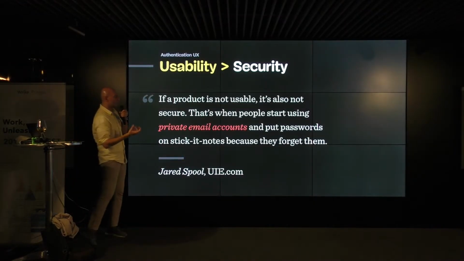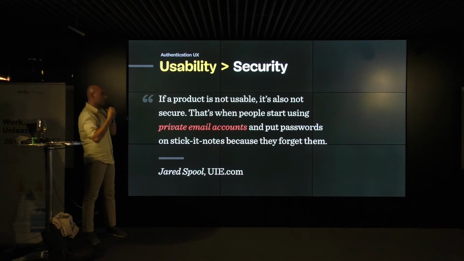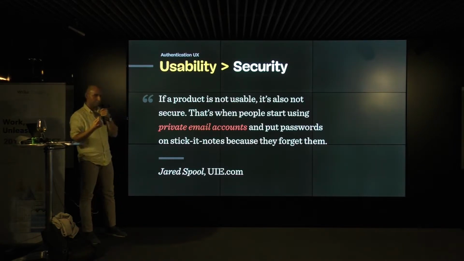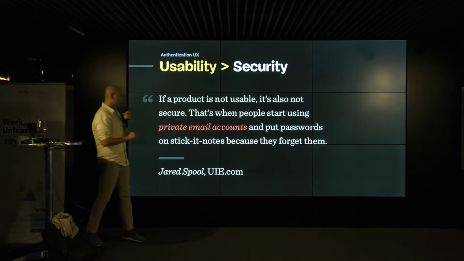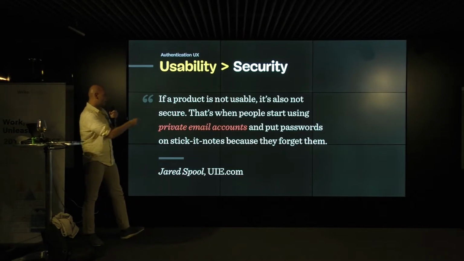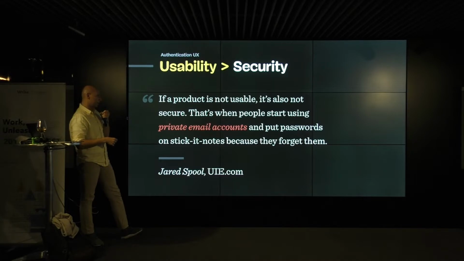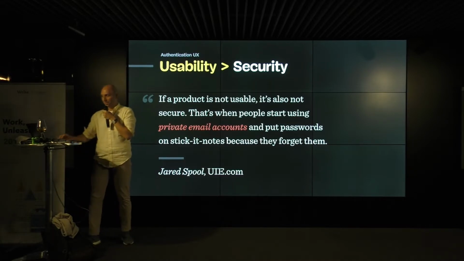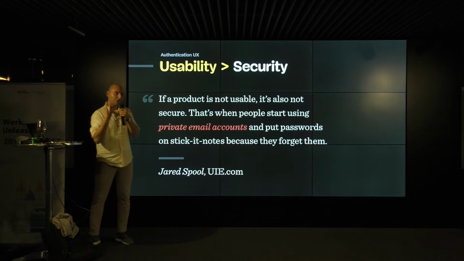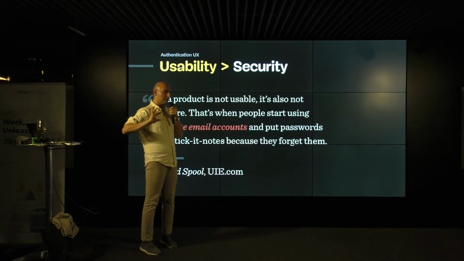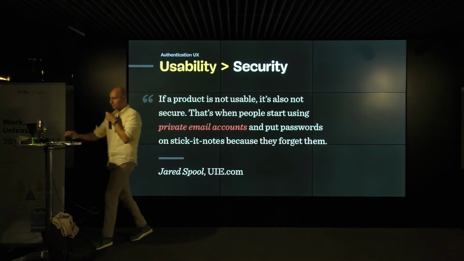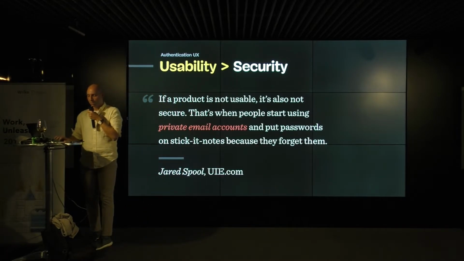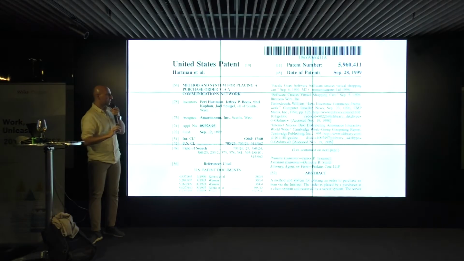Jared Spool said once, a very important thing, that if a product is not usable, it's also not secure. Because if they can't remember a password, they will write it down on a piece of paper and put it on a laptop. And that's not secure, for sure, right? And so that's why people start using private email accounts and put passwords on sticky notes, because they forget them, right? And so there is this really interesting change happening where people start thinking about how can we go beyond authentication. I mean, we can use Touch ID and all those things as well, right? But there is something that's much more interesting than that. Anybody knows this wonderful patent?